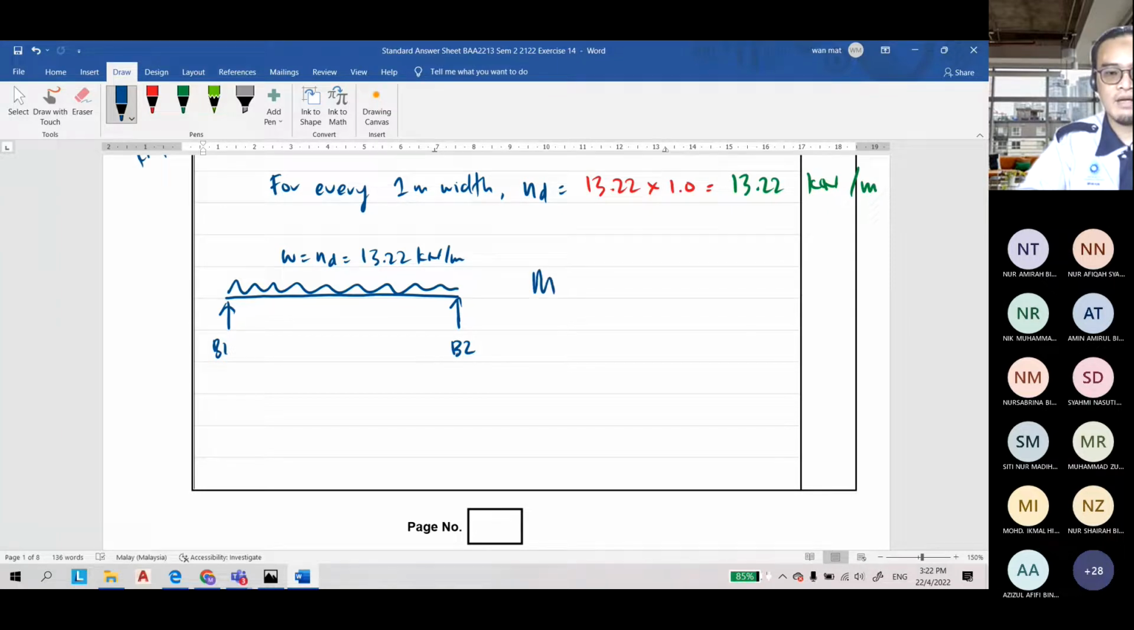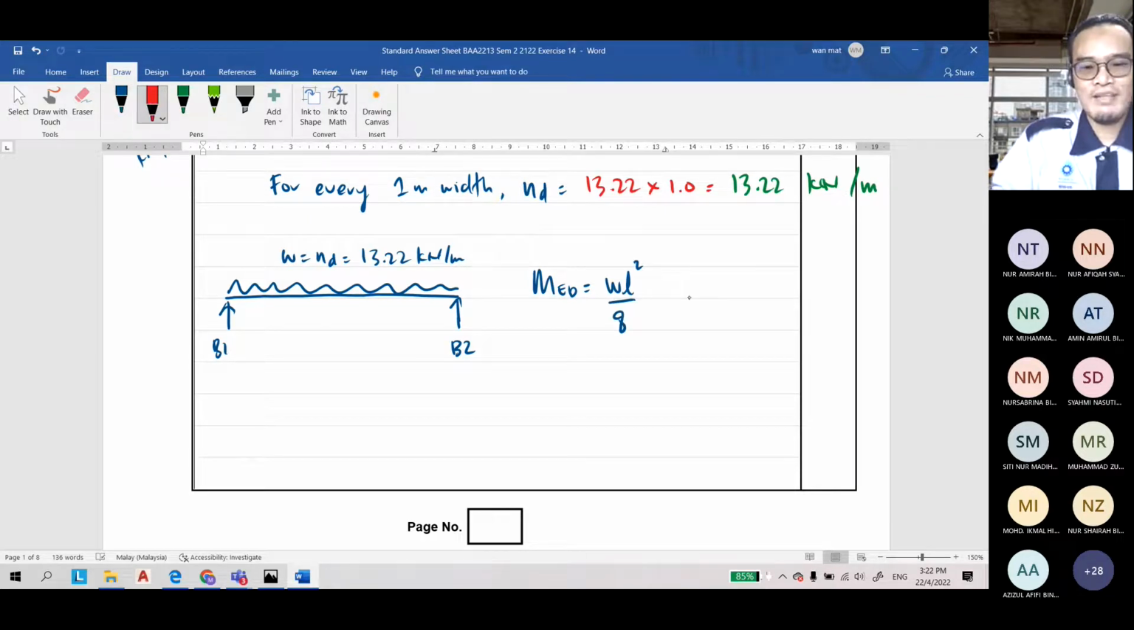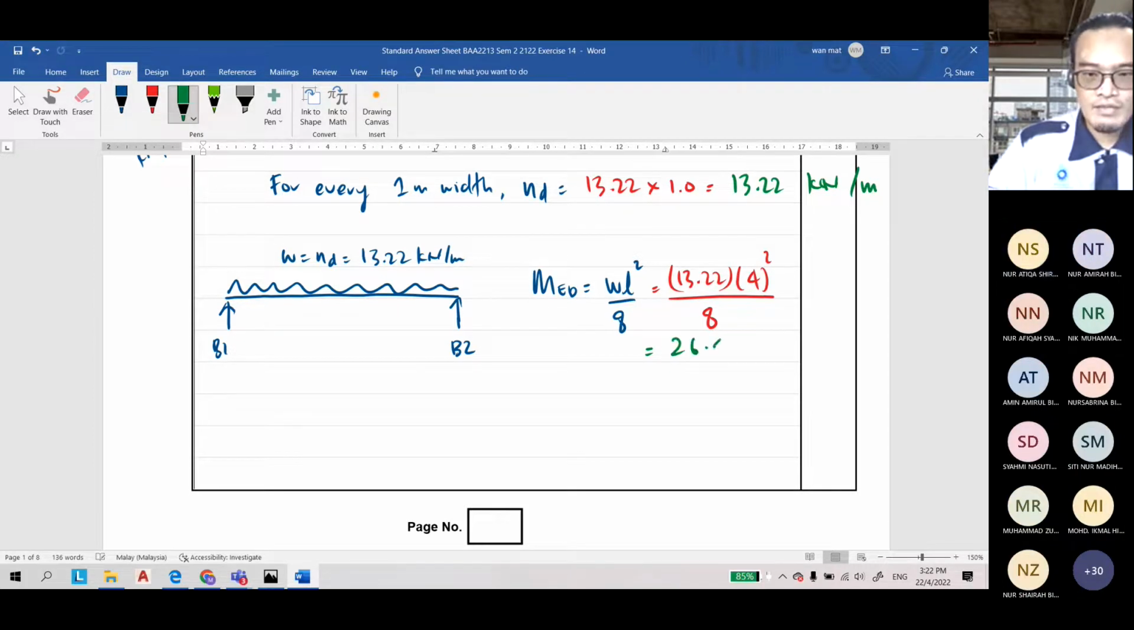What is the MEd now? What formula do you want to use? WL square over 8. This is a sensitive formula, you must remember. WL square over 8 equal to 13.22 times 4 meter square, divided by 8, so equal to 26.44. 26.44 kilonewton meter.